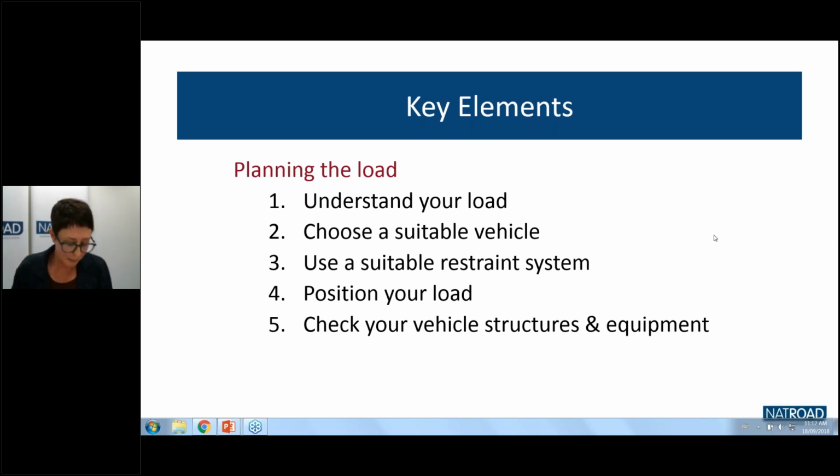The fourth step in planning the load is positioning your load. I'm sure most people who've been driving trucks for many years already know that where the load sits on the back of your truck can affect its stability and weight distribution. The guide provides some high-level tips on positioning your load, such as keeping the centre of mass low and close to the vehicle's centre line, spreading the load evenly across the deck, and also sharing the weight between the axles.